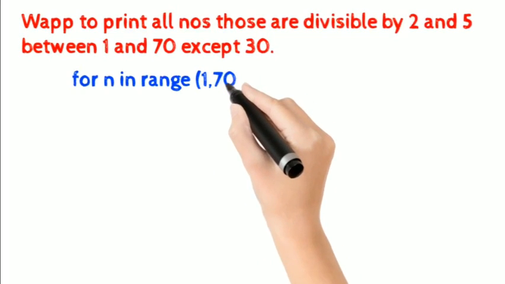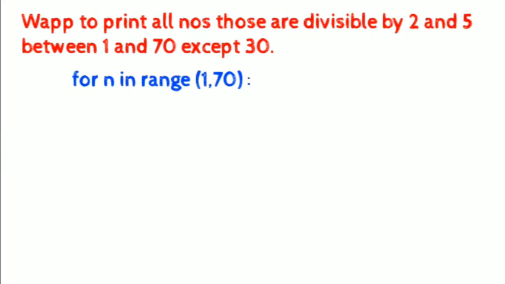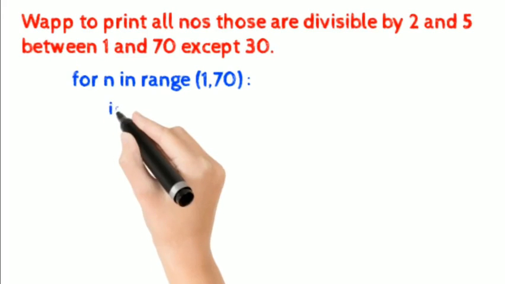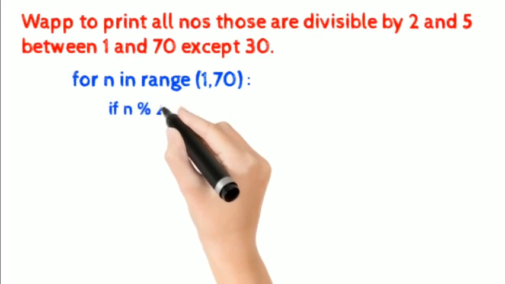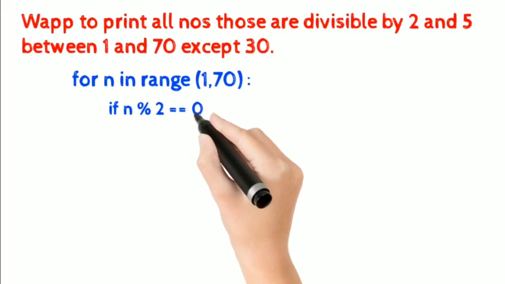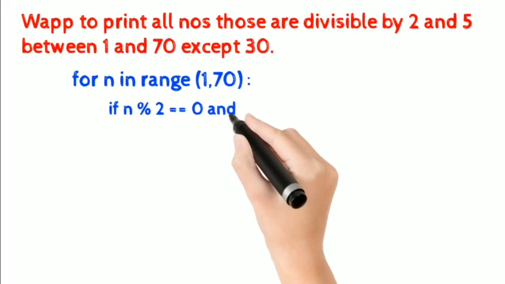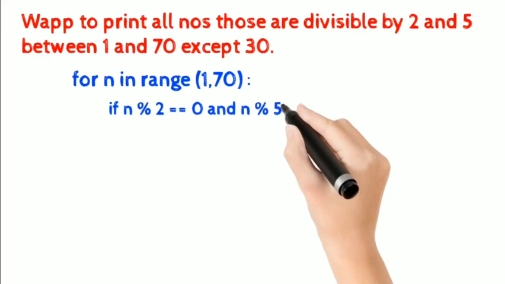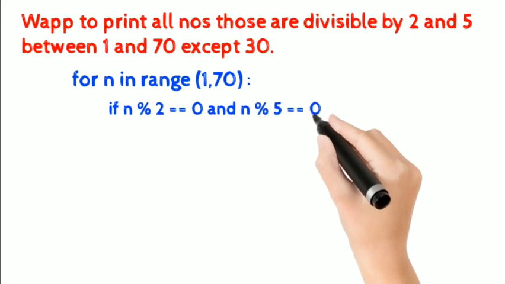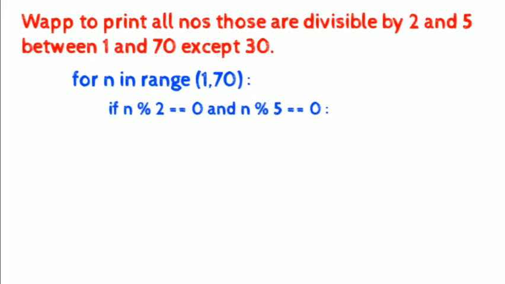Within the bracket we need to write 1 comma 70, that is the range starting from 1 and ending number is 70. We are supposed to write a step value, which is by default 1, so we don't require writing that. We have to take an if conditional, as it has to print the numbers that are divisible by 2 and by 5. So we wrote here: if n modulus 2 equal to 0 and n modulus 5 equal to 0. It means the number is divisible by 2 as well as divisible by 5.